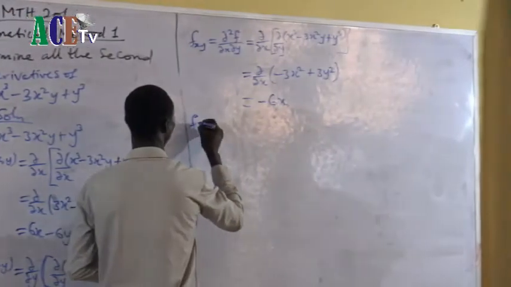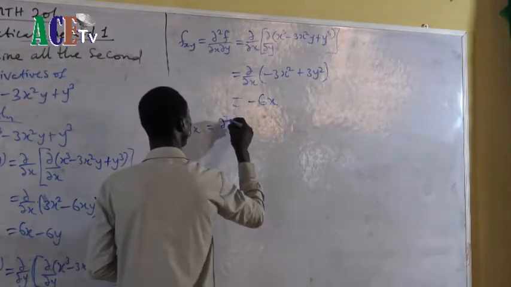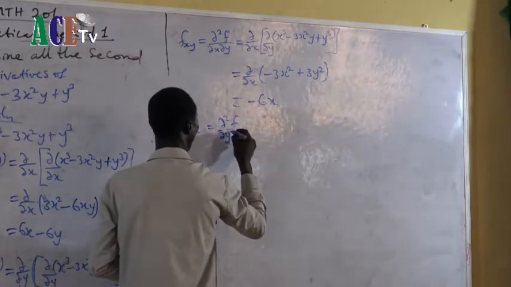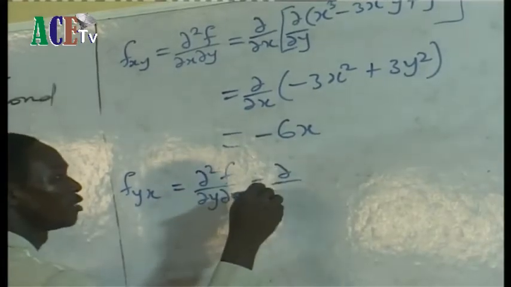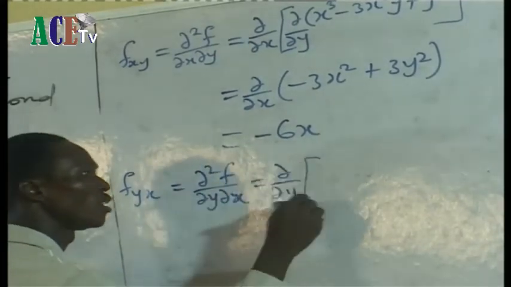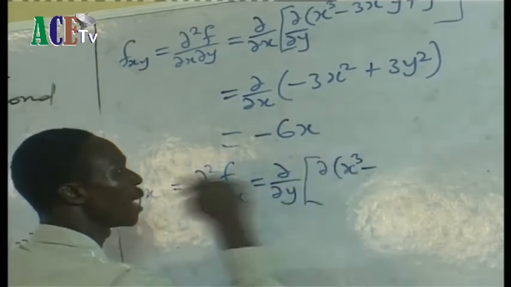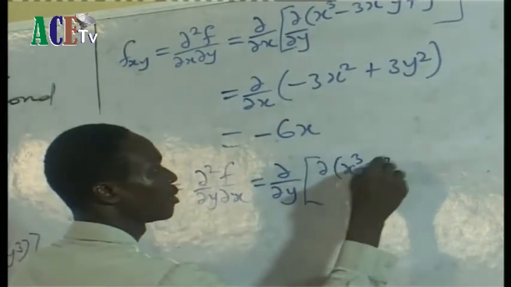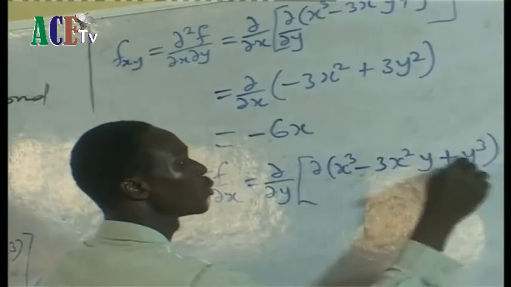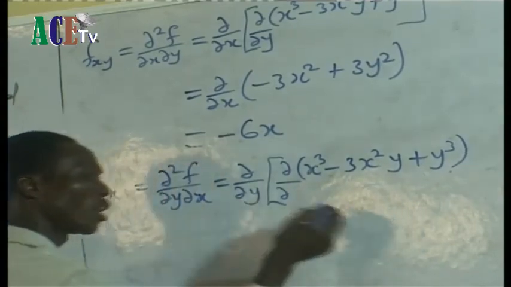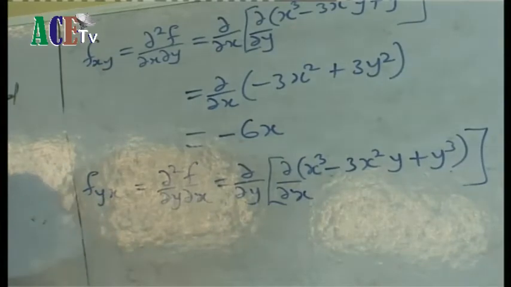Let me go to f of yx. F of yx will be the square f, the y, the x, which is the y into the of x cubed minus 3x squared y plus y cubed, the x. Yes, with respect to x first.